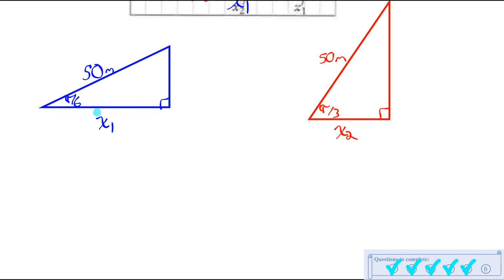So let's look at the blue triangle first. Let's get an exact expression for x1. If we look at this triangle, I have a reference angle, and from that reference angle, I want the adjacent side, and I know the hypotenuse. So cosine is going to be helpful for me to get an expression for x1. Cosine of the reference angle would equal adjacent, x1, over the hypotenuse, 50.